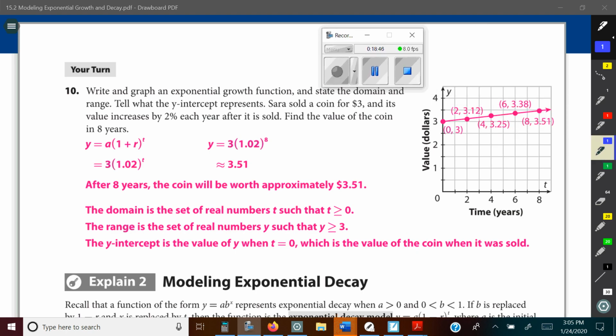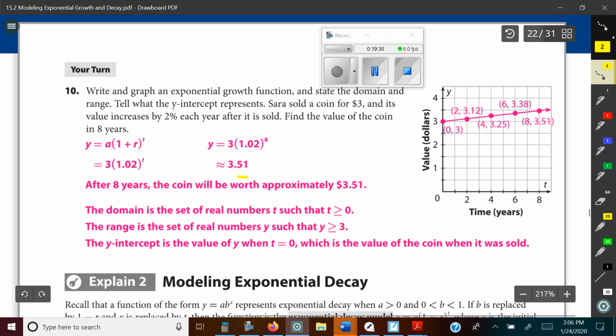All right, here's number 10. We know we've got our function, y is equal to a times 1 plus r raised to the t. It's an exponential growth function and wants us to state the domain, the range, and what the y-intercept represents. Sarah sold a coin for $3 and its value increased by 2% each year after it was sold. So now what you want to do is write the function, plug it in, and then 8 is the number of years. They want to know what the value of the coin is in 8 years. So that's how you get this.